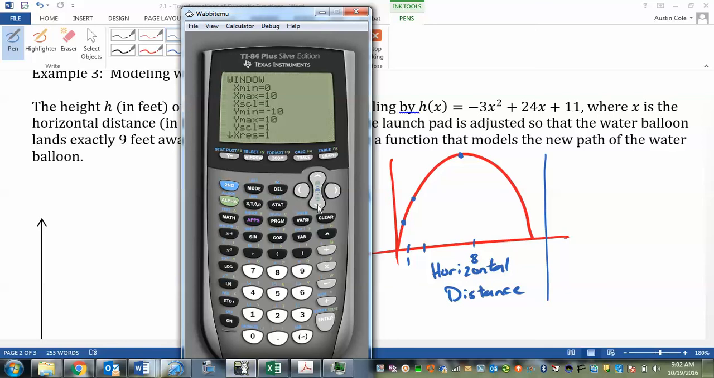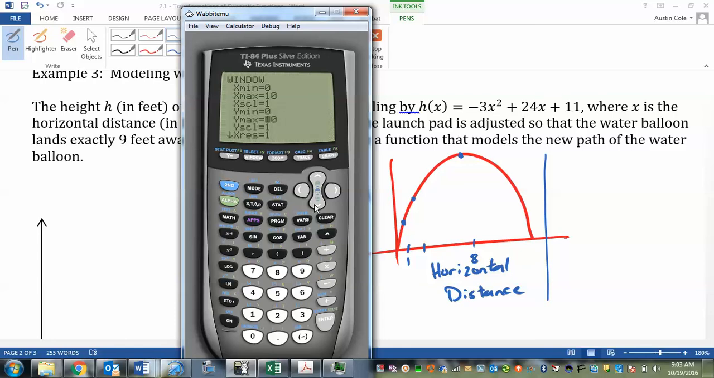I'm just going to keep it at 10. Now, X scale, that means, hey, do you want to count by 1s, or 2s, or 5s? Usually, I don't really adjust that too often. I'm going to keep that there. Now, what's my Y min? What do I want my Y min to be? 0. Again, I'm not worried about any negative Y values because the water balloon is going to hit the ground. Okay? So I'm going to hit 0 there.